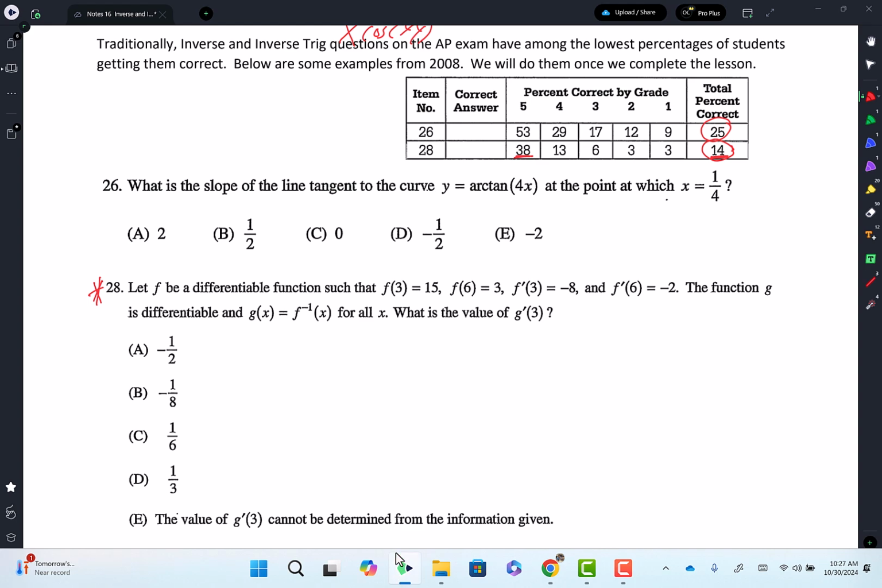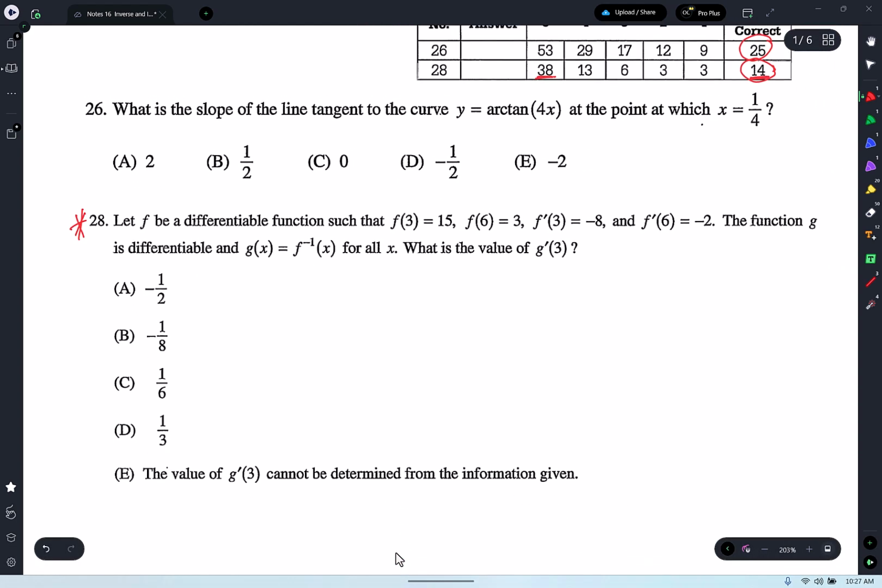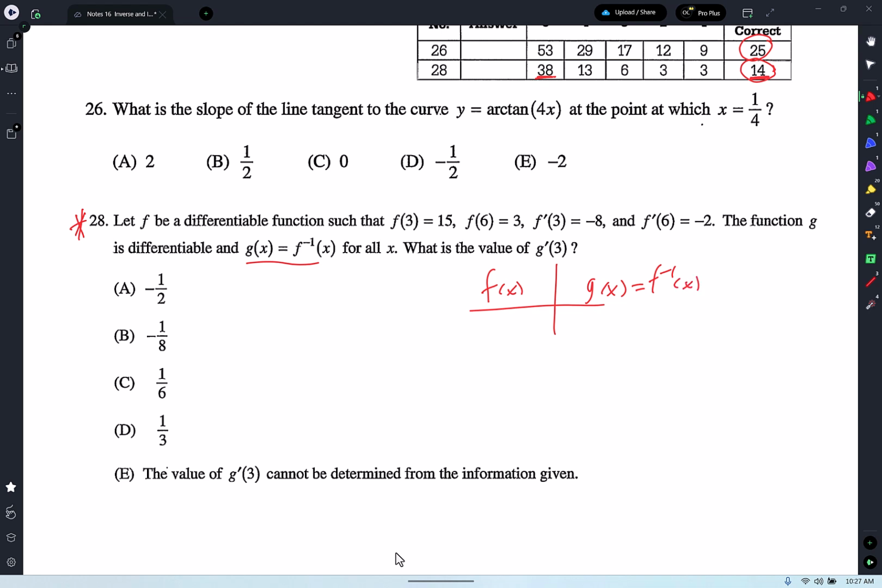What I would have done is make a table. It says, let f be a differentiable function such that f of 3... So I already know that g is the inverse of f. I'm going to write f of x, and g of x, which equals the inverse of f. So here's my table. f of 3 equals 15, so that means I know that g of 15 equals 3. I know f of 6 equals 3, so I know g of 3 equals 6. Are we okay so far?